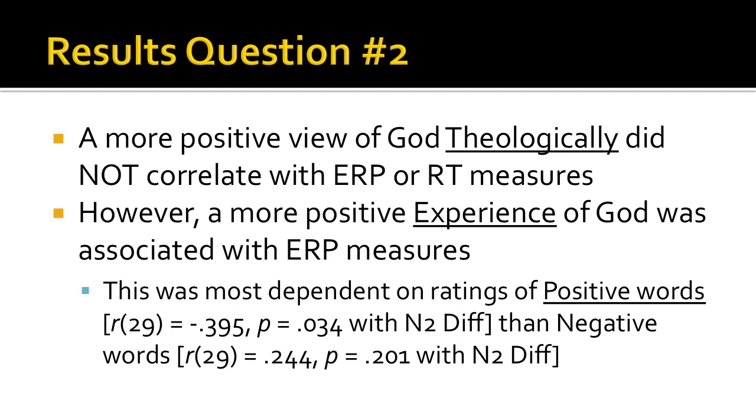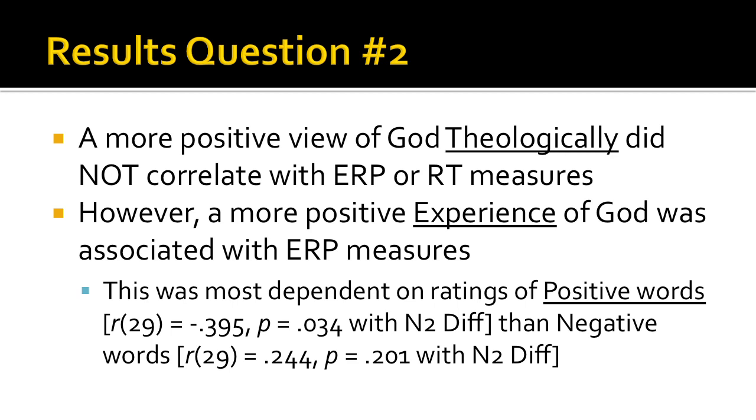However, remember we said on the God Adjective Checklist you answered theologically what you believed about God and then your experience. When we looked at the experience, there was a correlation there with the ERP measures, and it was really with how you experienced God on the positive words, that there was a significant correlation. And notice that, again, it's a negative correlation, which you have to sort of flip what that means.